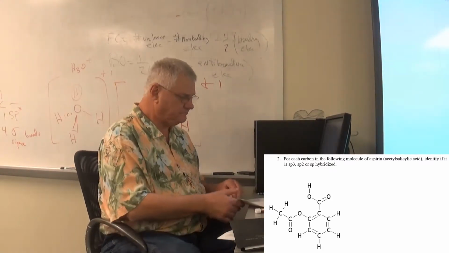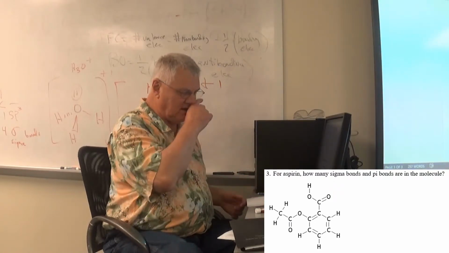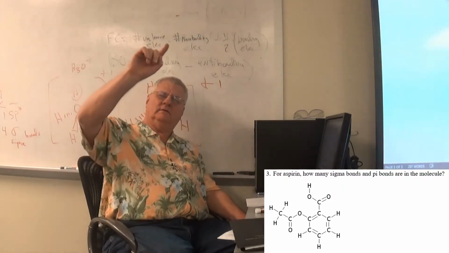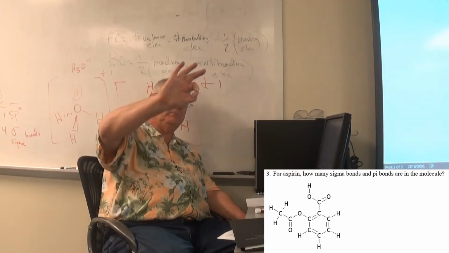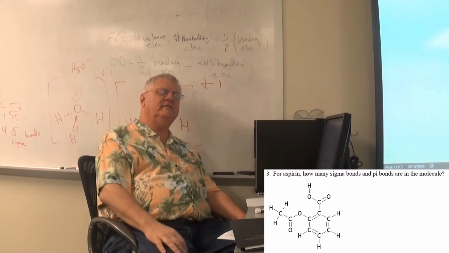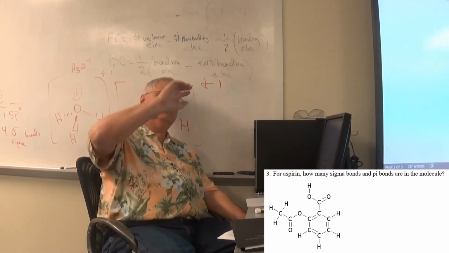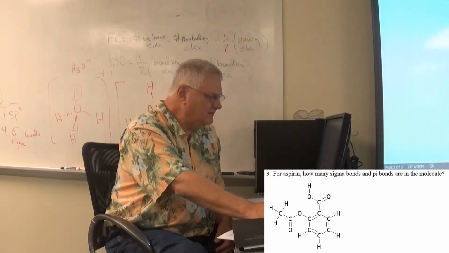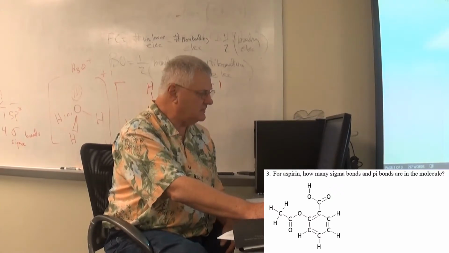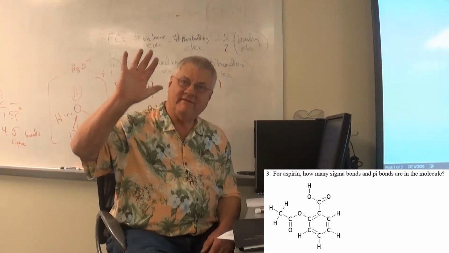Now this is kind of busy. It's asking how many sigma bonds and pi bonds are in the molecule. If you have a single bond, there's 1 sigma bond. If there's a double bond, there's a sigma and a pi bond. If there's a triple bond, there's a sigma and 2 pi bonds. There are no triple bonds, so we don't need to worry about that. The number of pi bonds is easiest because each double bond has 1 pi bond. Let's count them: 1, 2, 3, 4, 5. In this molecule, there are 5 pi bonds.